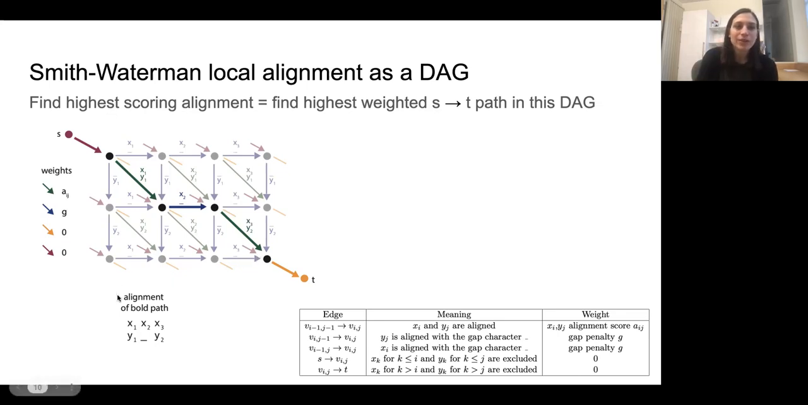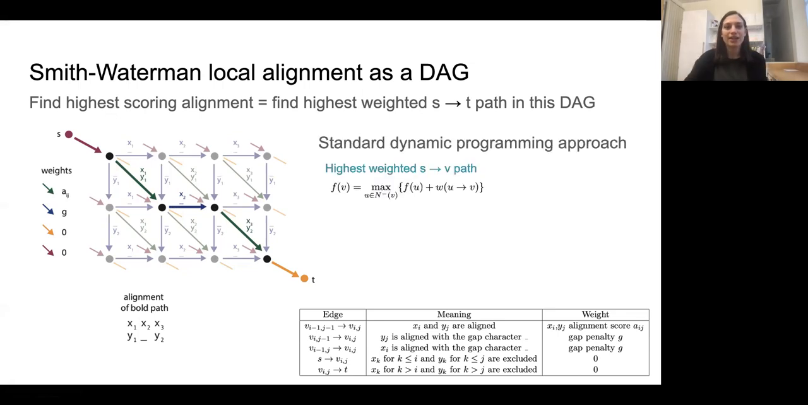And moreover, we're going to weight the edges of this DAG so that the weight of a path is equal to the weight of the corresponding alignment. So in this example here, x1 aligns to y1. That's going to give us the alignment score for x1 and y1. And then there's a gap at x2, and then x3 is going to align to y2.